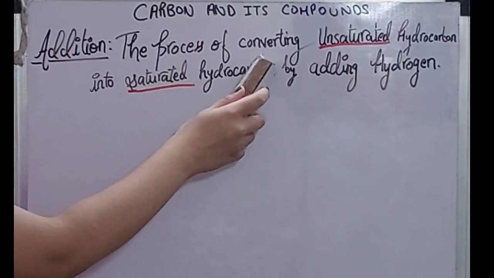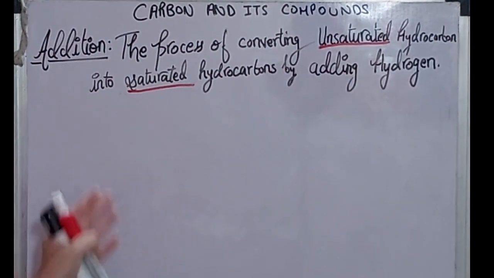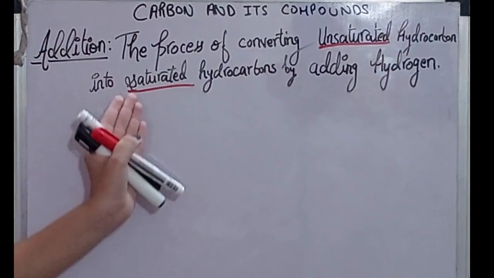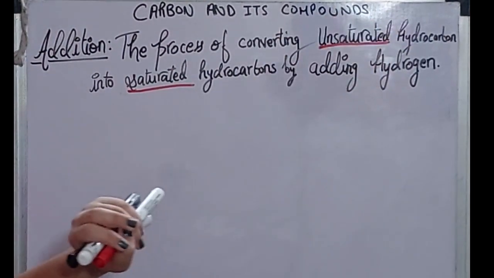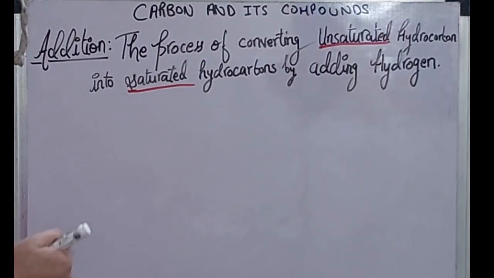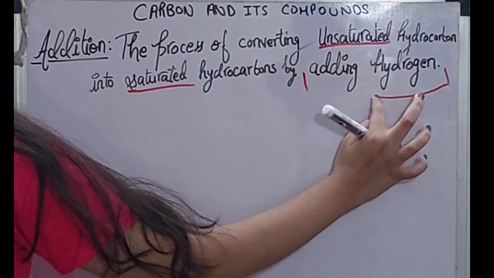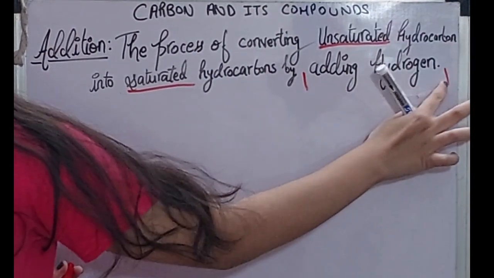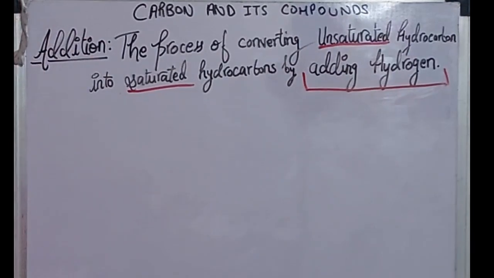Okay, so the process of converting unsaturated, double या triple bond वाले carbon के compound, into saturated, मतलब single bond, by adding hydrogen. तो इससे we got to know कि हम add क्या करने वाले हैं. We are going to add hydrogen.